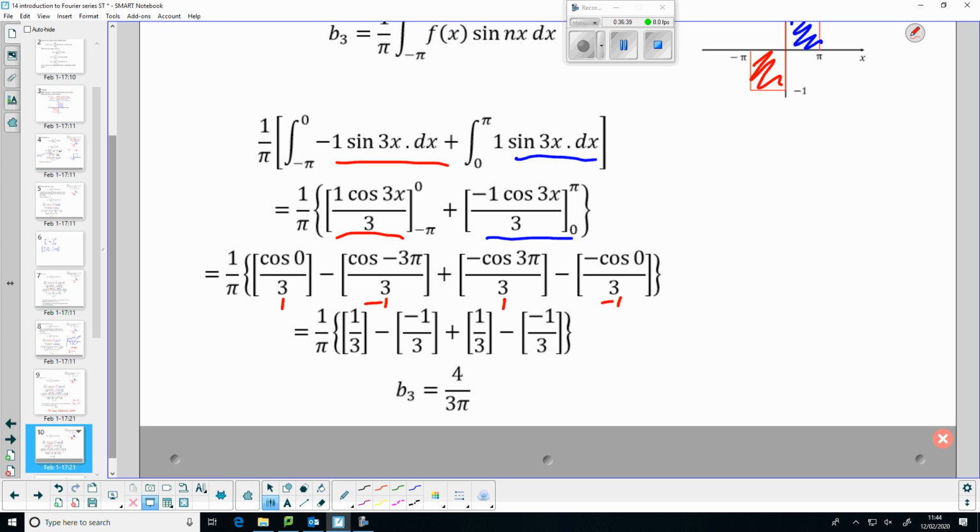Therefore, the second term we're looking for is 4 over 3 pi sine 3x.